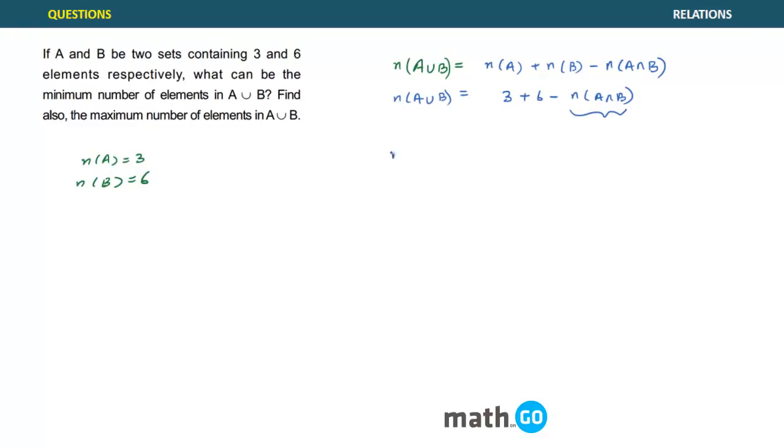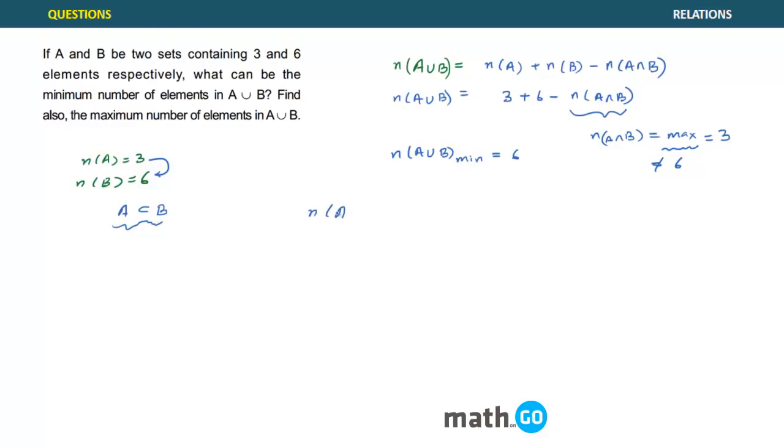So let's say, first of all, you want the minimum value of A union B. If you want the minimum value, that means the maximum number should be subtracted. So for this, you will want the number of elements common to A and B to be maximum, right? And what could be the maximum figure? It will not be 6. Remember, this will not be 6. In fact, it will be equal to 3, because A has only 3 elements. All of them are common. So you can say this happens when A becomes a subset of B. Then you will have the minimum value of A union B, which becomes nothing but 6.